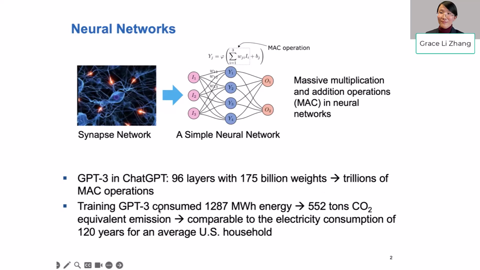And training GPT, of course, consumes a lot of energy. This energy consumption, about 1,287 megawatt hours, is equivalent to 552 tons of carbon dioxide emission, which is also comparable to the electricity consumption of 120 years for an average US household. And inference, where a pre-trained neural network is used to make predictions, consumes even more energy. According to NVIDIA and Amazon, 80% of this energy is used for inference.